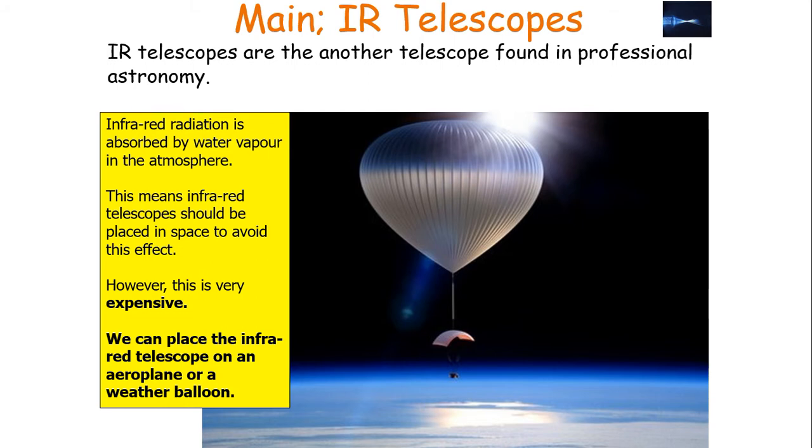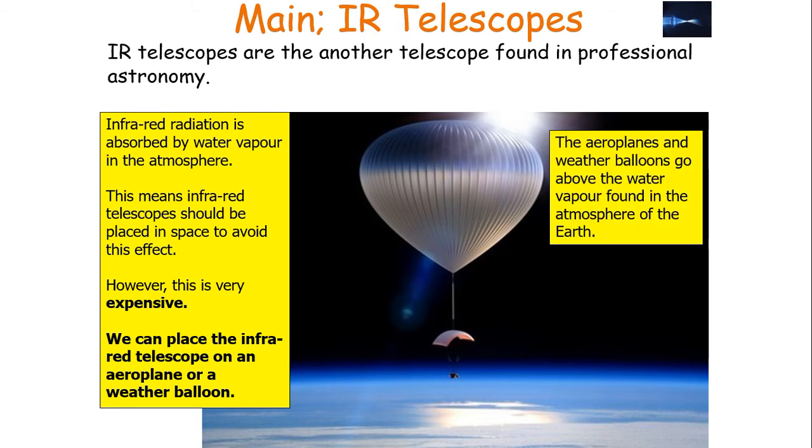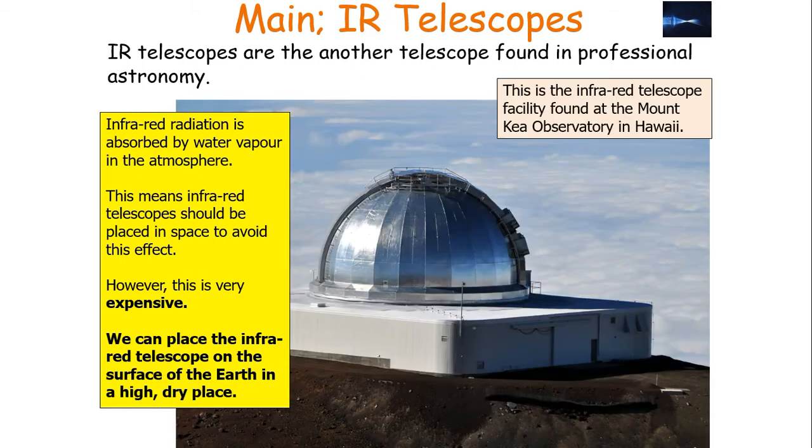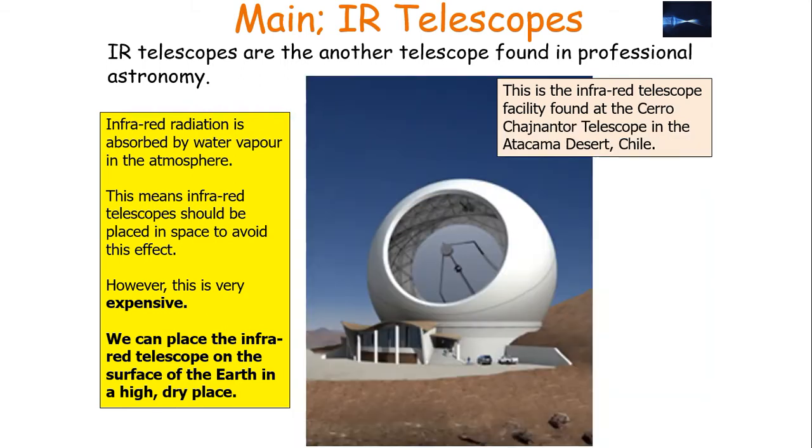But we can, if we want to, place an infrared telescope on an aeroplane or a weather balloon, because the aeroplane and the weather balloons go above the water vapor found in the atmosphere of the Earth, or you can place them high on a surface of the Earth high up in a dry place. So for example, there's an infrared telescope facility found in Mauna Kea in Hawaii, which is a very high mountain, and it's in a very dry place. There's very little water vapor in the atmosphere.